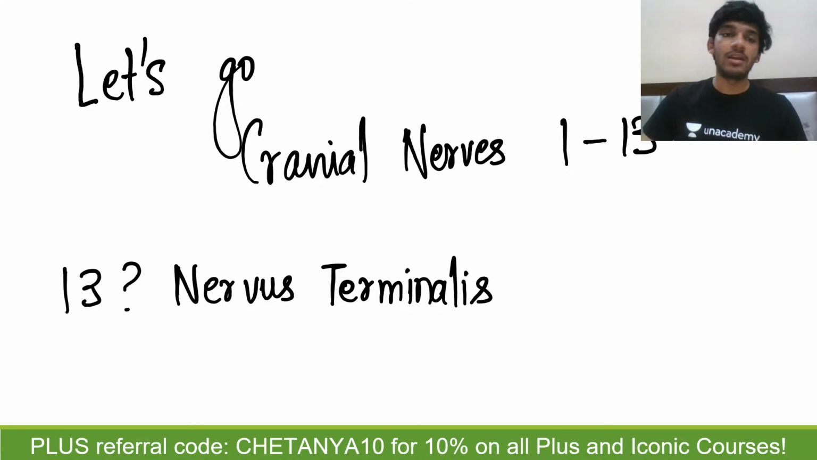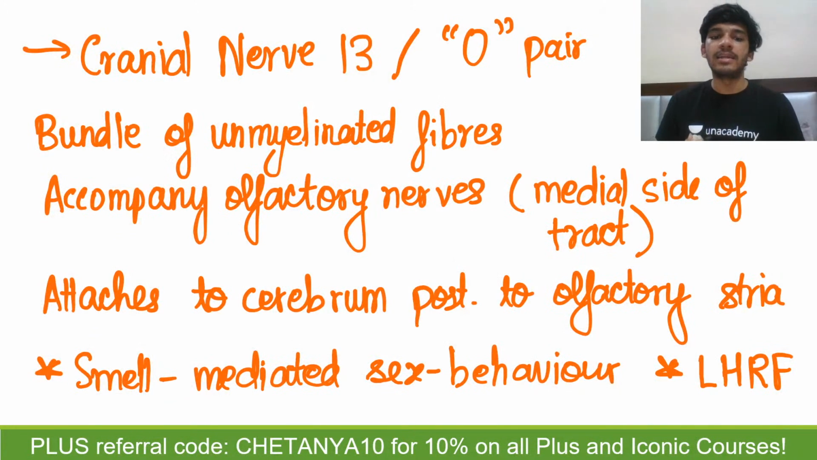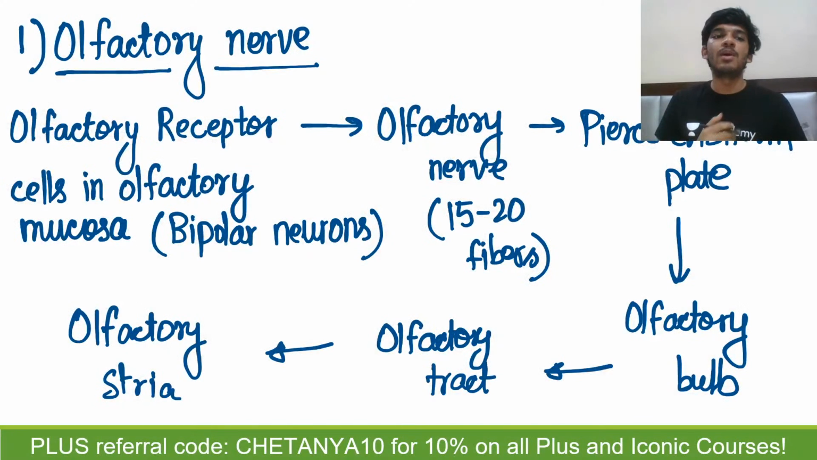So let's go for cranial nerves 1 to 13. Now, which was the 13th nerve? I told you yesterday. Yeah, so the nervus terminalis. Nervus terminalis is the 13th cranial nerve, and I told you that it is related to the smell mediated sexual behavior. So sometimes it so happens that you really like the smell of a person, and that induces some sexual behavior. So it is believed that it is mediated via the nervus terminalis.